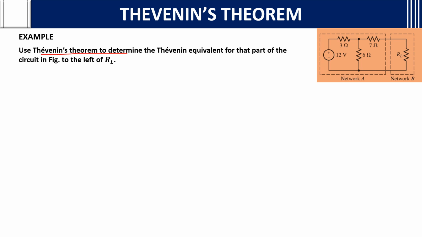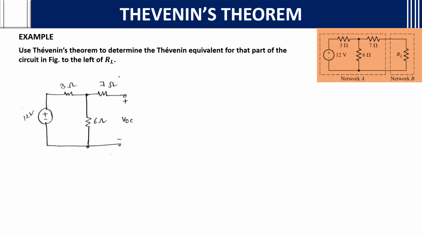See, use Thevenin's theorem to determine the Thevenin equivalent of that part of the circuit to the left of RL. They want the Thevenin equivalent to the left of RL, so we can open circuit this. What I follow is: keep the circuit only up to where the Thevenin equivalent is asked in the question. The circuit which is not required you just remove, and lastly we can add it back. This resistor is not required initially.